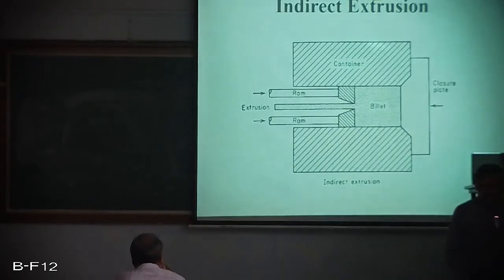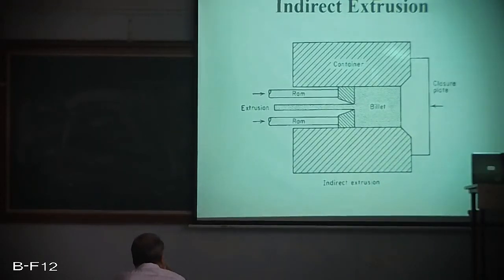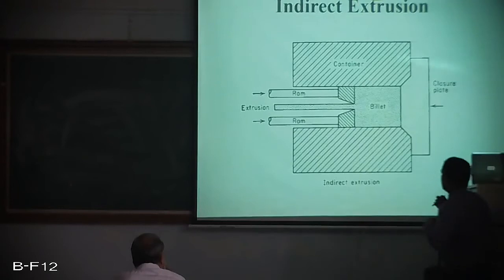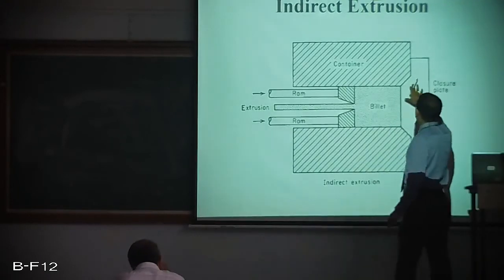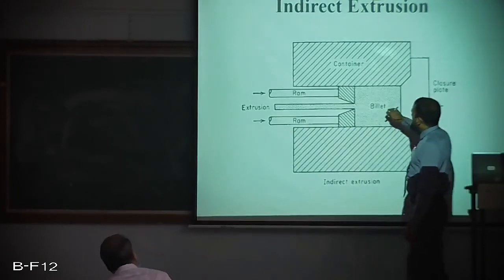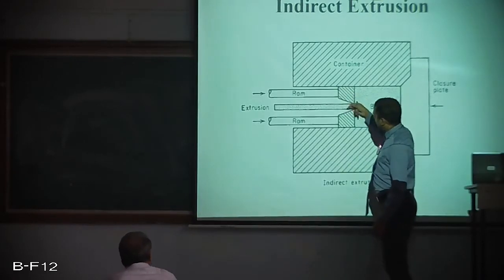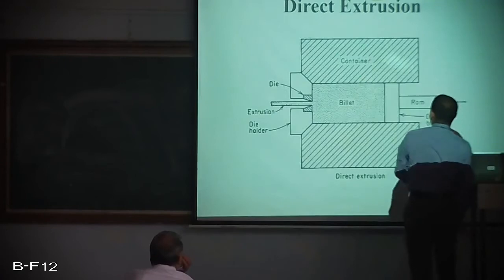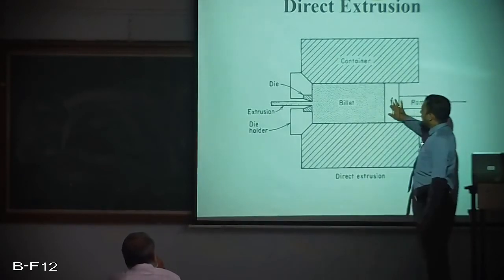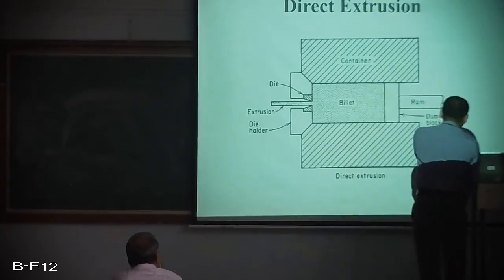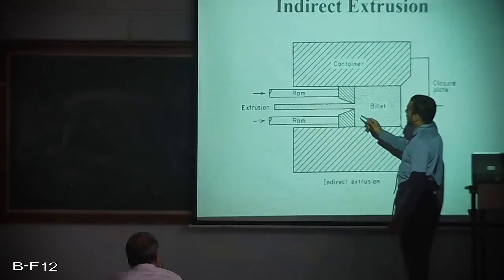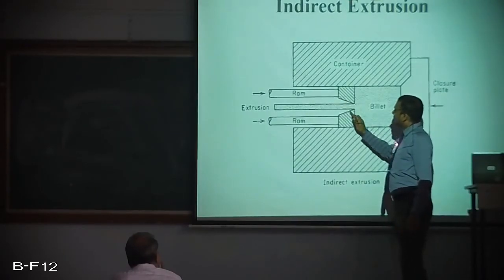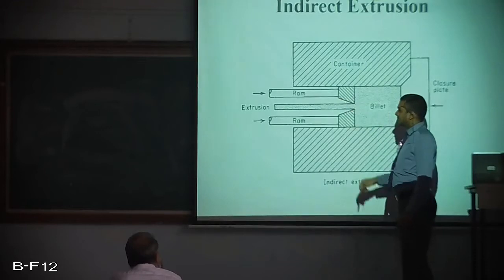So in the case of indirect extrusion, the construction has completely changed. You can see the ram is on the other side. It is a hollow ram. In the previous case, it was a solid ram. You can see there was no opening as such, whereas in the case of indirect extrusion, the die itself is placed in the ram.